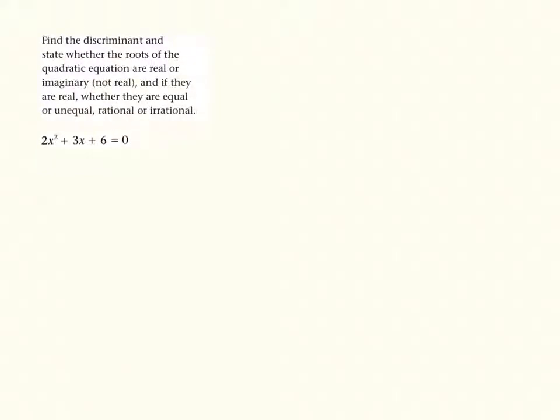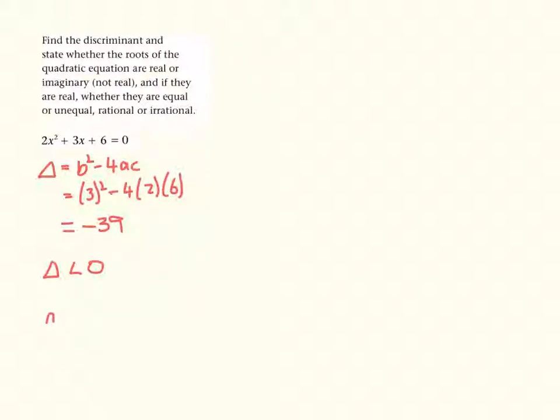Okay, so let's do a question. We're going to find the discriminant and state whether the roots of the quadratic equation are real, imaginary, equal, unequal, etc. Okay, so first step, find the discriminant. b squared minus 4ac. So taking that from our equation, 3 squared minus 4 times 2 times 6, and hopefully we're seeing this as a problem already, we get negative 39. So our discriminant is less than 0. What does that mean? It means that there are no real roots of the equation. In other words, the quadratic equation, when we graph it, will have no x-intercepts.